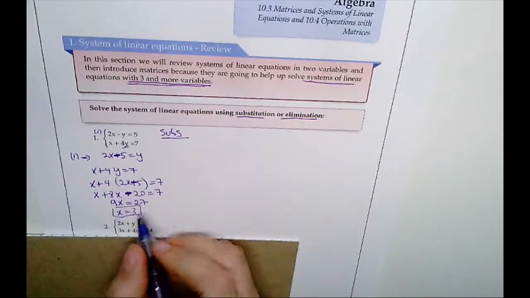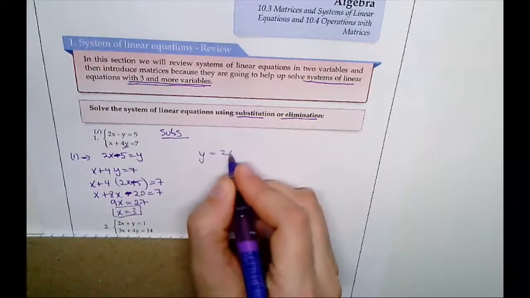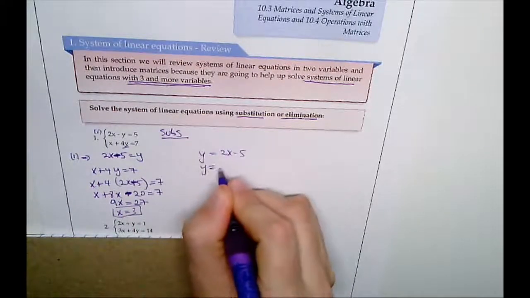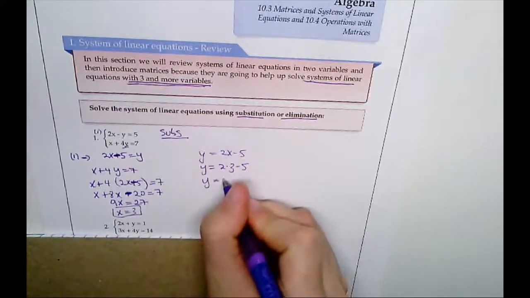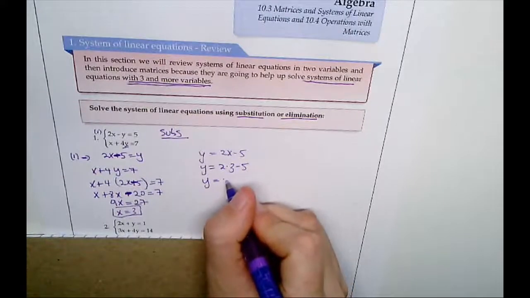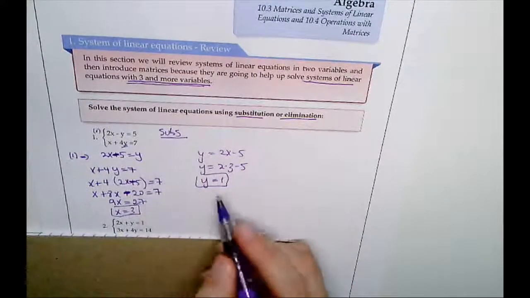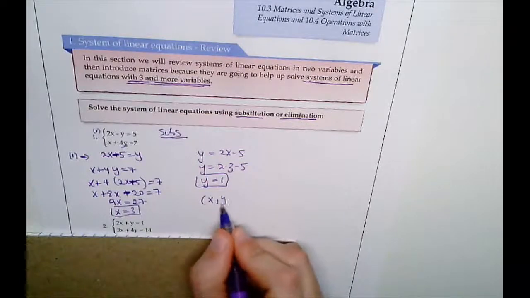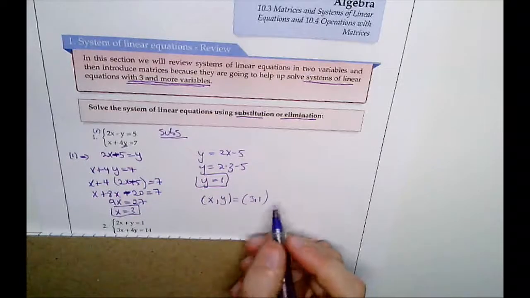Once I have x, I can go back to what y is. So y equals 2x minus 5, but I found that x is 3. So y is going to be 8 minus 5. 6 minus 5, just kidding, 1. So the solution to this system is the pair (x, y), where x is 3 and y is 1.